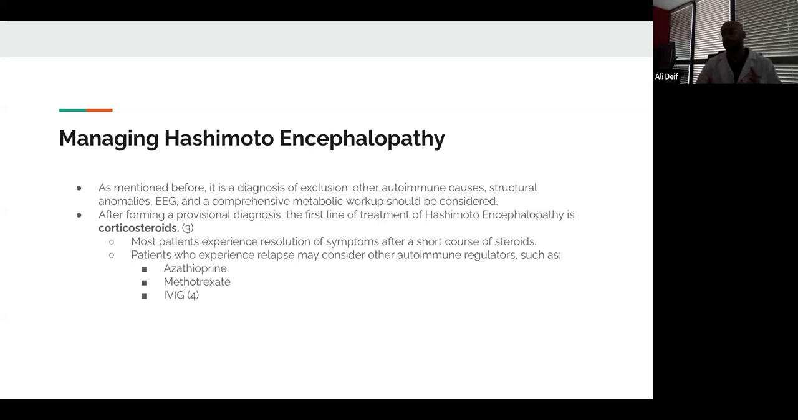In the clinic, we previously saw a case where they had ataxia with Hashimoto encephalopathy, and they were unresponsive to steroids, experienced relapses, and their symptoms resolved using IVIG.